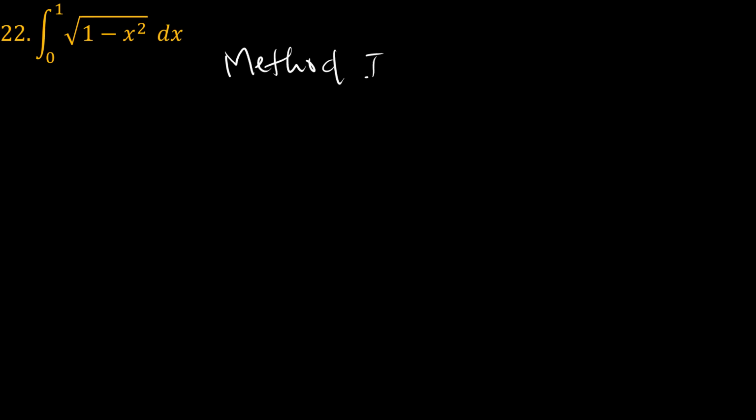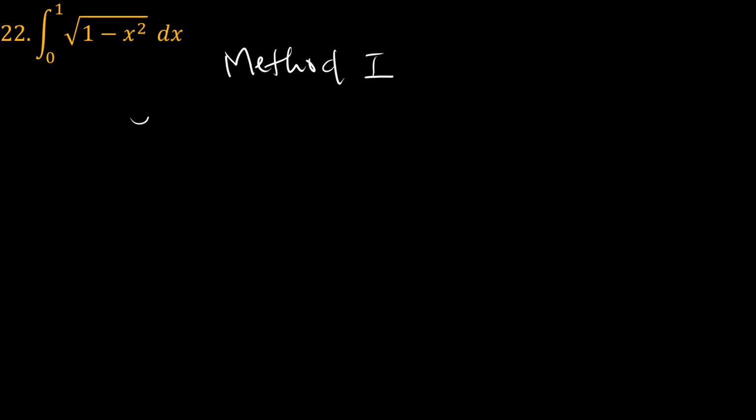Problem number 22, the definite integral from x equals 0 to x equals 1 of the square root of 1 minus x squared. We're going to use two methods for this. We're going to have method 1, which is the simpler one.